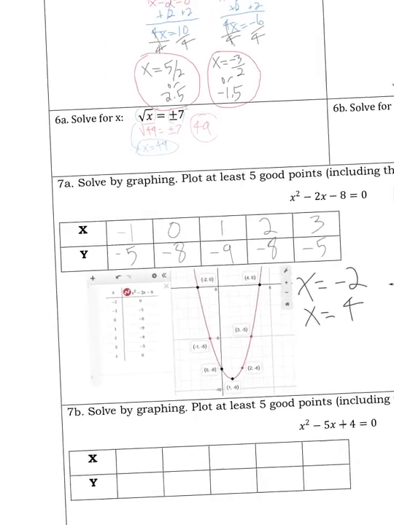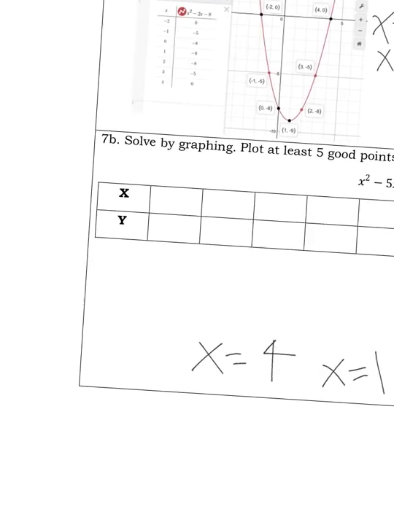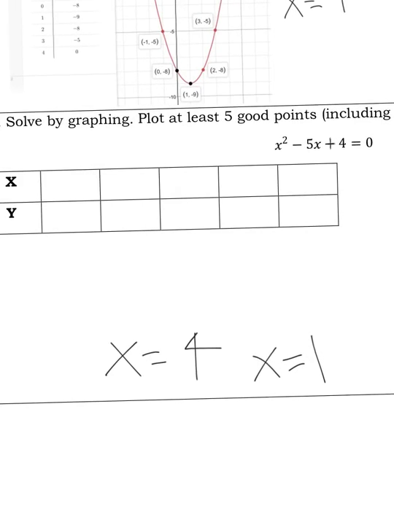On 7a, I forgot to write down the x-intercepts. I talked about them, but I forgot to write them down. So I made a note: x equals -2 and -4. And that's what I gave you on 7b. You should get 4 and 1 for your x-intercepts.